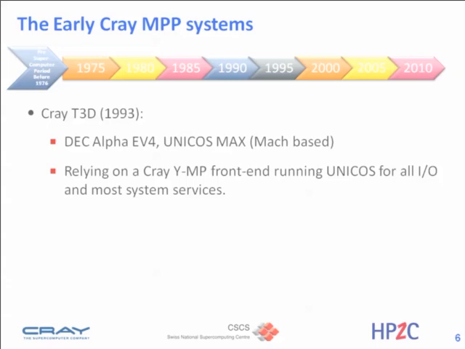This was the first machine, and UNICOS MAX was the name of the operating system used at that time. One of the interesting features of this machine was that there was a front end handling some operating system calls, but the front end was a real vector processor, a very expensive vector processor, just to be the front end of the parallel component.